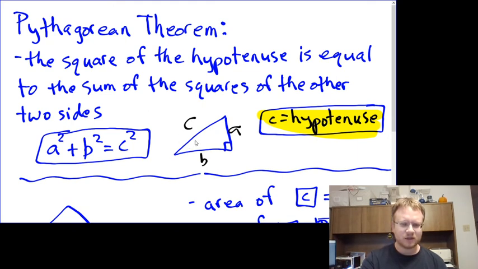C always has to be the longest side and across from our 90-degree angle right there. Another way to visualize this is like we talk about squared as being just that exponent 2, whatever. What does that mean? Well, it has a physical meaning.